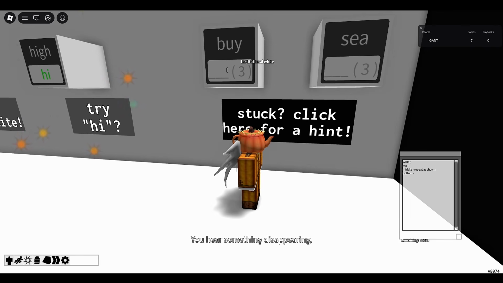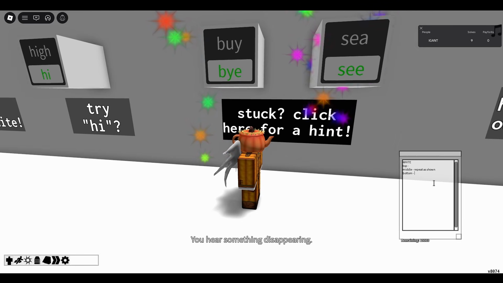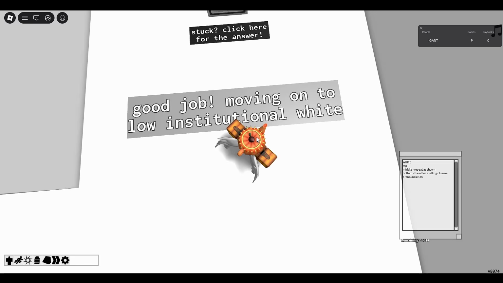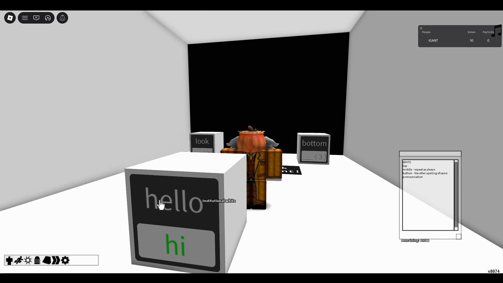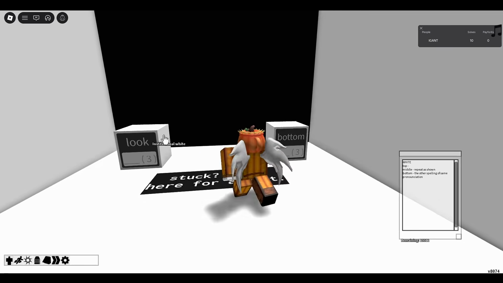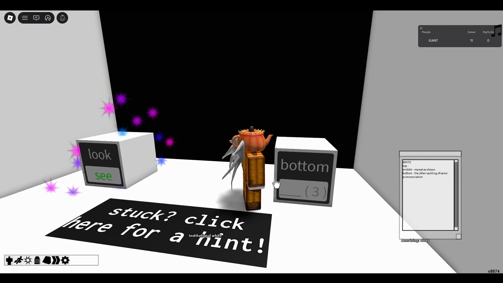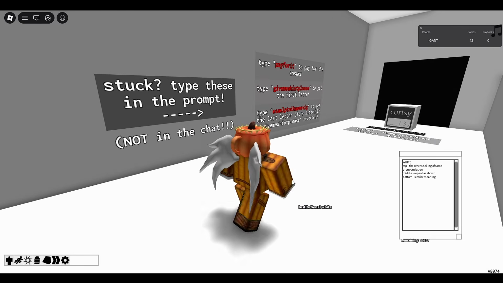So by would that be I? Yep. And then C. So that's like the other spelling of same pronunciation. Good job. Moving on to low institutional right. So this will be high, won't it? Yep. So hello was high. So look, C. Bottom. So that's our white figured out.